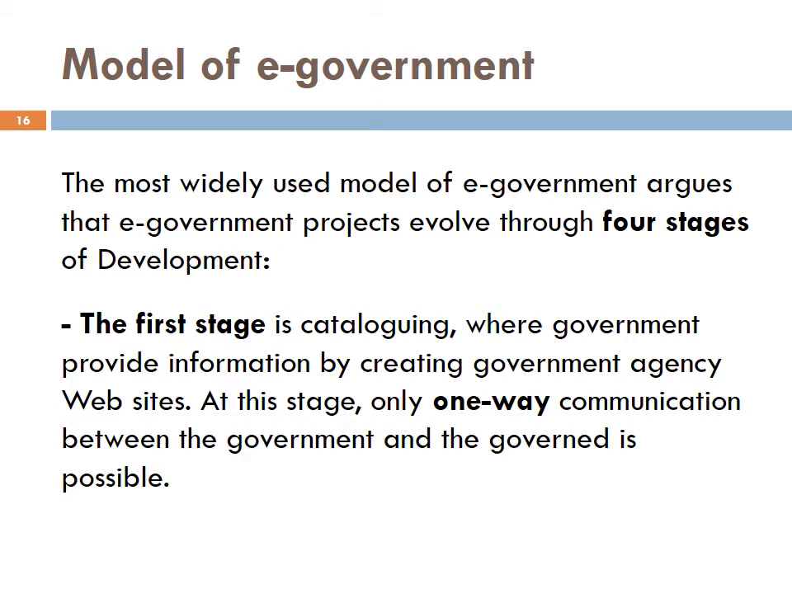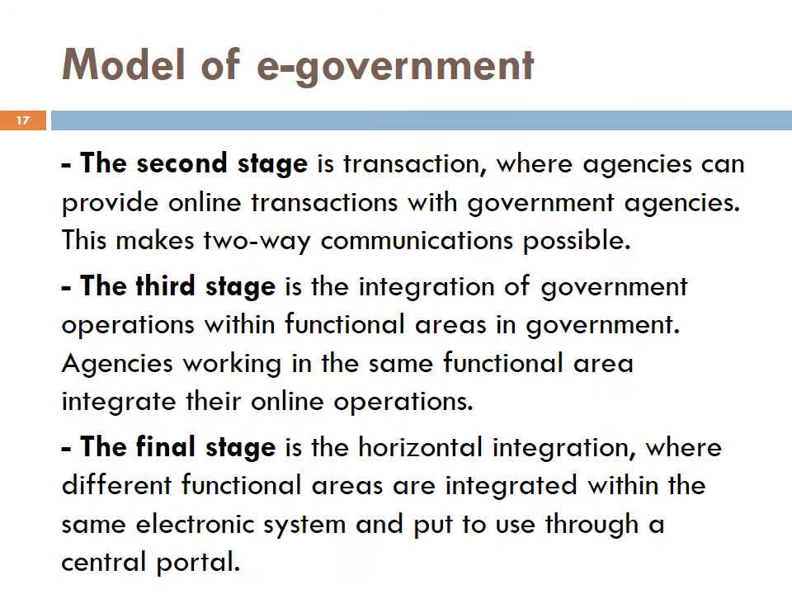The first stage is cataloging, where government provides information by creating government agency websites. At this stage, only one-way communication between the government and the governed is possible. The second stage is transaction, where agencies can provide online transactions with government agencies. This makes two-way communication possible.